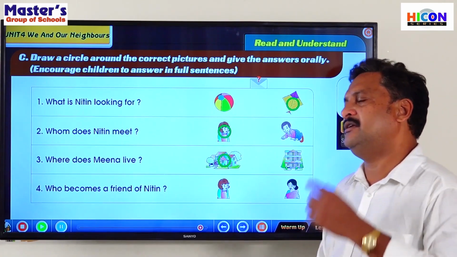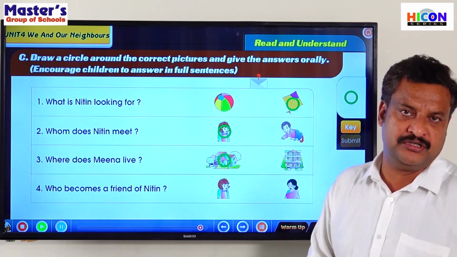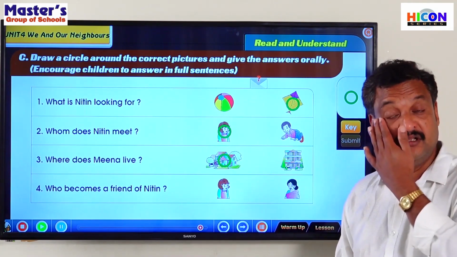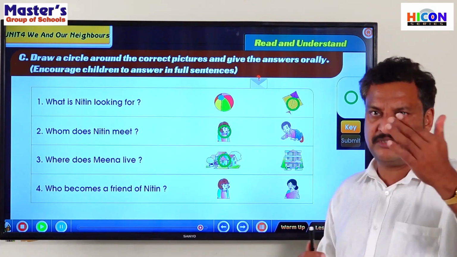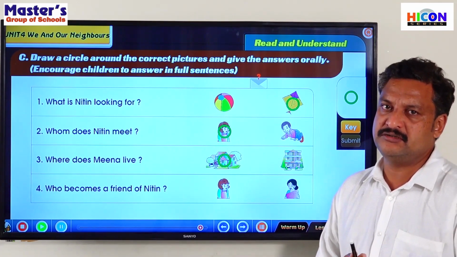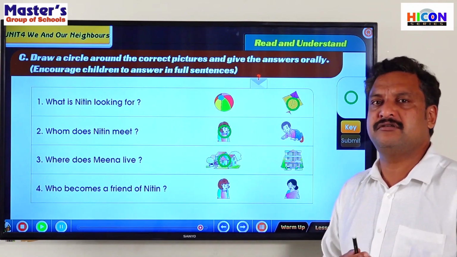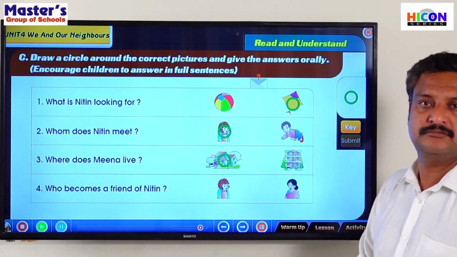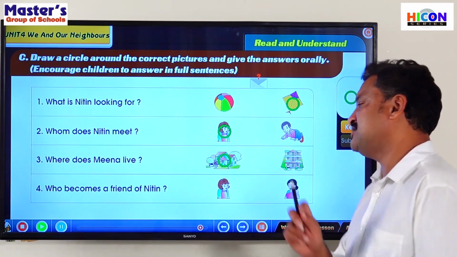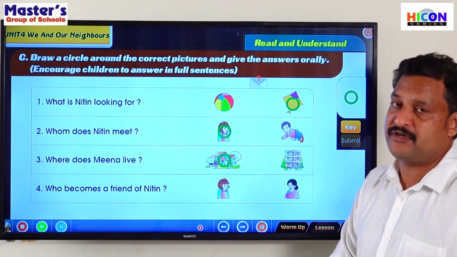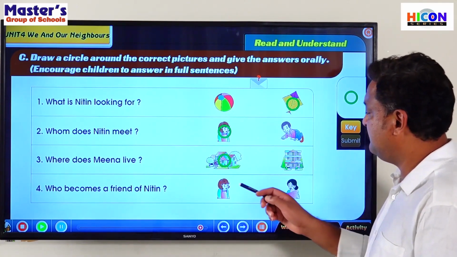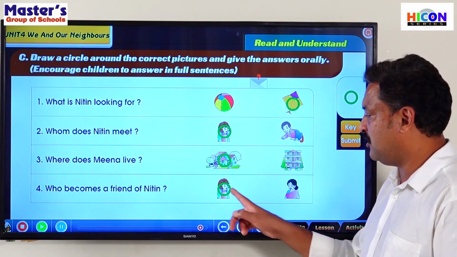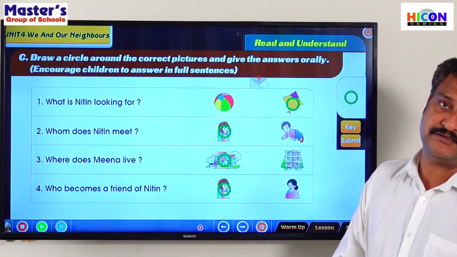So Nitin stood there, Nitin saw this girl coming out, they talked to each other. She said her name is Meena and he said his name is Nitin. And then she called her mother also to introduce Nitin to her mother, right? Then who became friends? Nitin made a friendship with whom? With Meena or Meena's mother? Both are here. Whom did he make friendship with? Yes, Nitin made a friendship with Meena, isn't it? So we have brought the circle over there and that is the right answer.